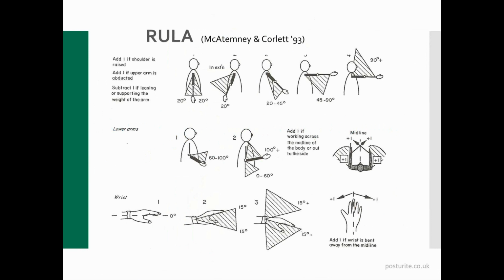RULA is a different sort of device for looking at particularly upper limb disorders. It stands for Rapid Upper Limb Assessment, and it requires the assessor to look at the positions of the upper arm, the lower arm, the wrist, the hand, and then to apply a score to this posture, which again can be put into a matrix to tell you whether or not this is an unsuitable activity.